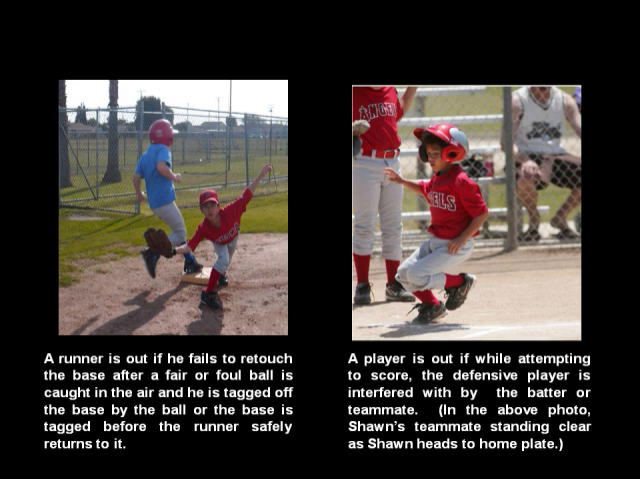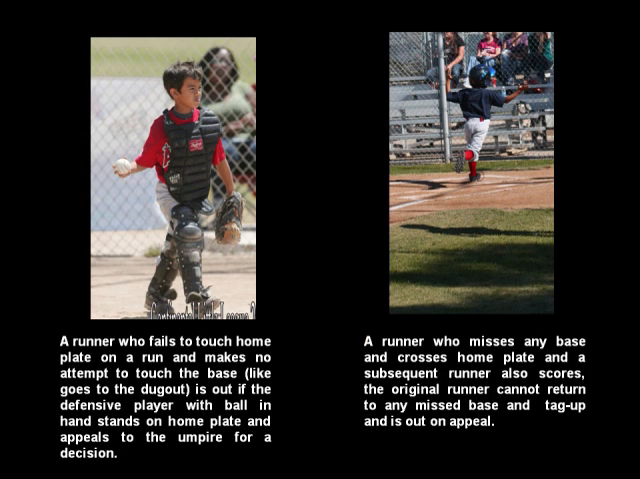A player is out if, while attempting to score, the defensive player is interfered with by the batter or a teammate. As you can see here, as Sean is sliding into home, his teammate is standing close to the fence to avoid an interference call. A runner who fails to touch home plate on a run and makes no attempt to touch the base by going to the dugout is out if the defensive player stands on home plate with the ball in hand and appeals to the umpire for a decision.